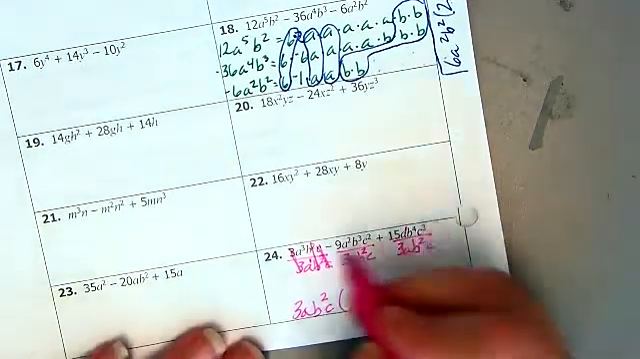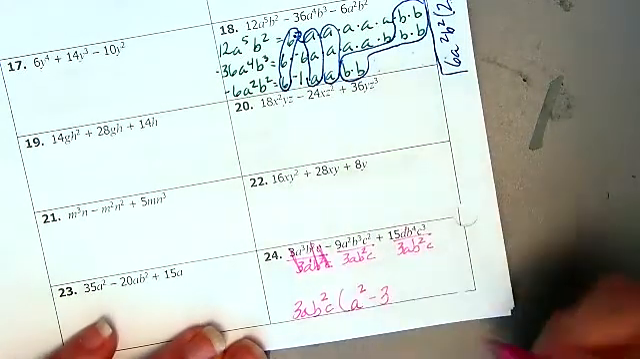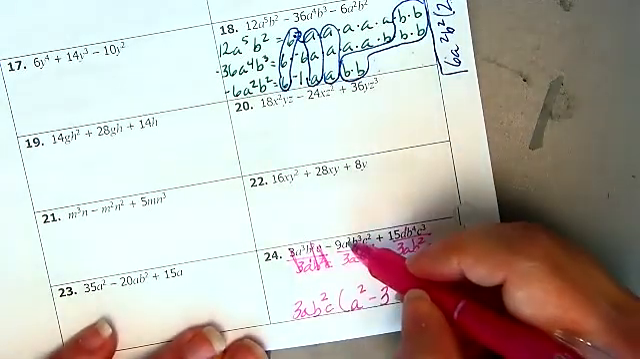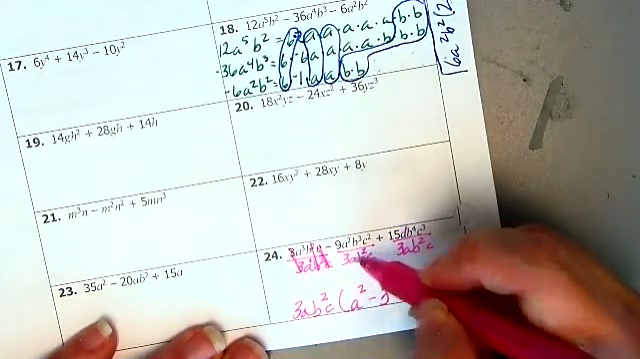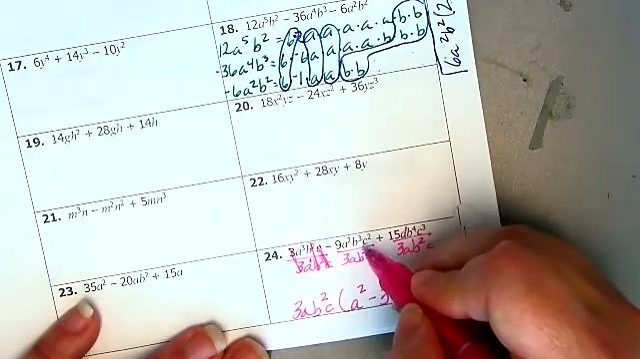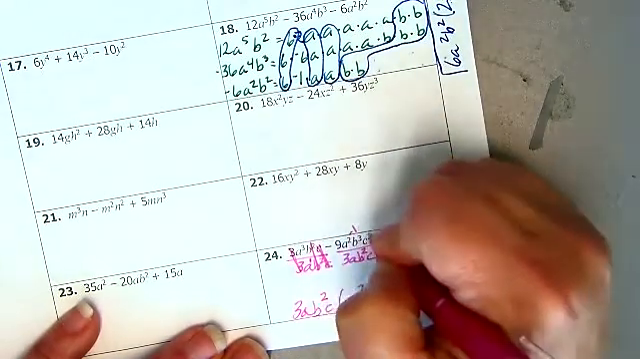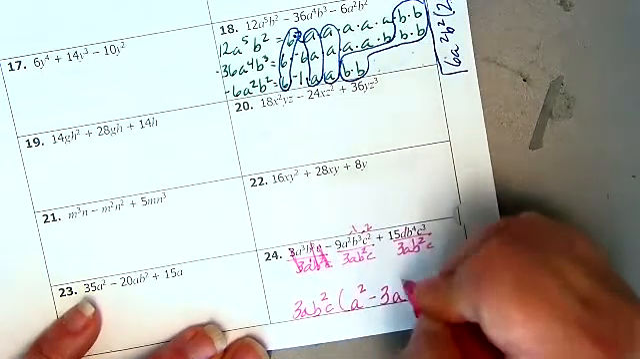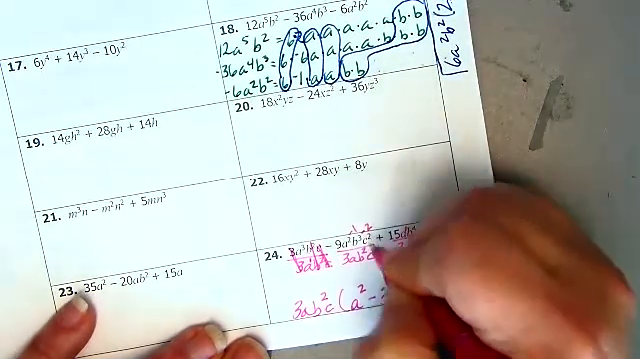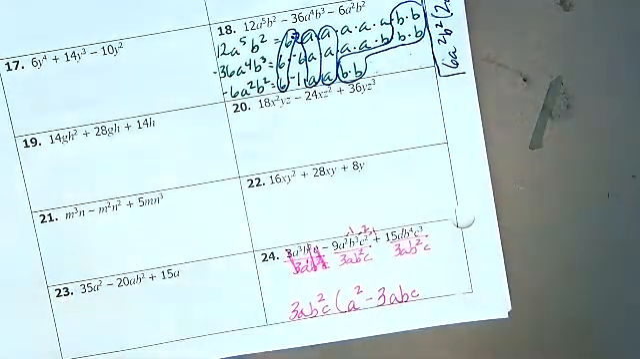Now I'll look at my next term. -9 divided by 3. That's going to give me a -3. Now I'll look at my a's. A squared divided by a. That leaves me with just a. B to the third divided by b squared. Remember, you subtract the exponents. That means I'm doing 2 minus 1 for the a's, 3 minus 2 for the b's. So that gives me 3ab, and 2 minus 1 for the c's. So that gives me 3abc for the second term of what's left.